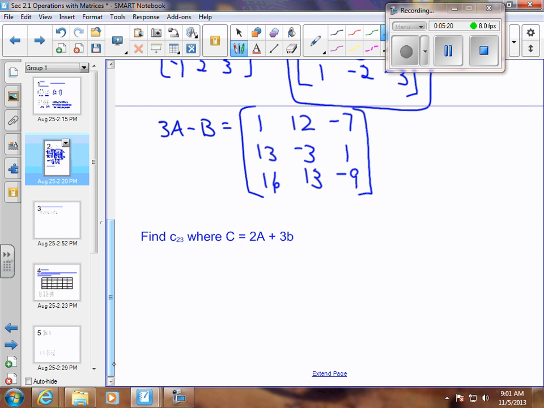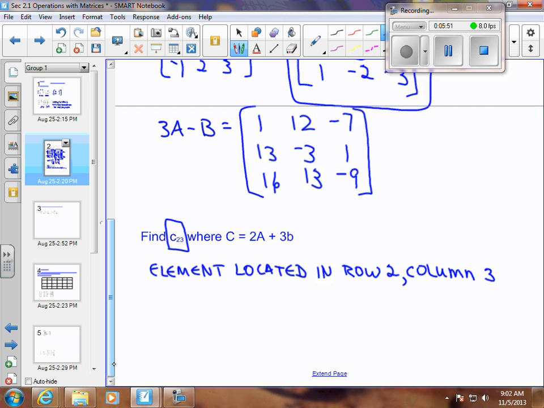The next example just illustrates the notation for identifying an element in a matrix. To find C sub 2, 3 means to find the element located in row 2, column 3 of matrix C.